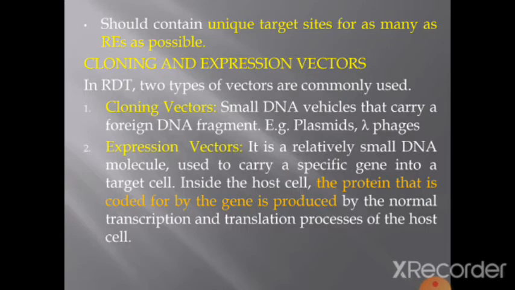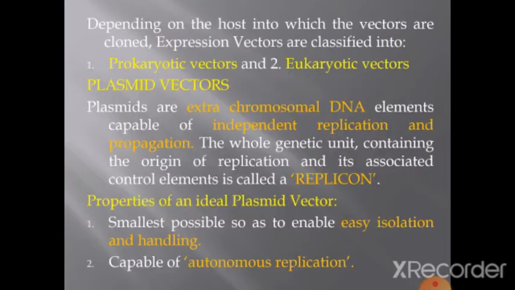So there are two types of vectors which are normally used in RDT. But we are studying only cloning vectors. All right. Hope it's clear. Then, depending upon the host into which the vectors are cloned, expression vectors are classified into two types. For example, if you put an expression vector into a prokaryotic host cell, we call them prokaryotic vectors. On the other hand, if you put them in a eukaryotic host cell, we call them eukaryotic vectors.